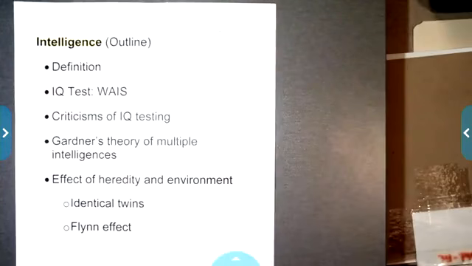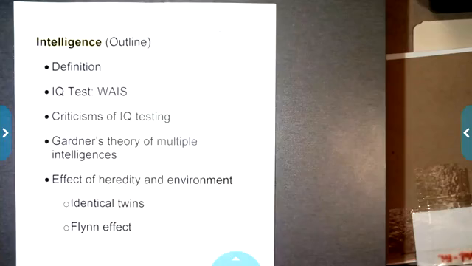Today, it's intelligence. The current unit, I indicated, is going to involve two chapters: a chapter on intelligence and a chapter on personality. We're going to begin with intelligence. My plan is to cover these topics. I'm going to begin by talking about what intelligence is, and give you an up-close look at what the most widely used individually administered intelligence test, the WAIS, is all about. I'll say some things about criticisms of IQ testing, since the whole thing is controversial.